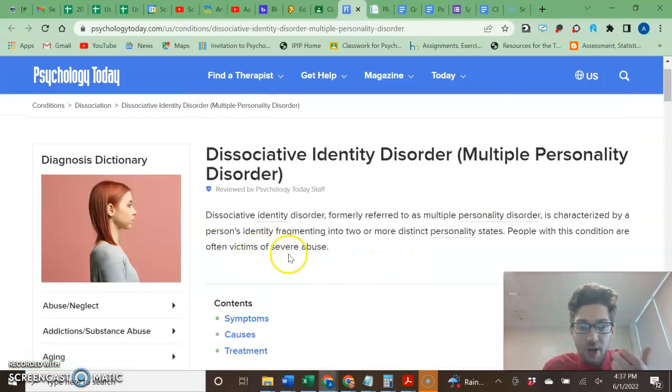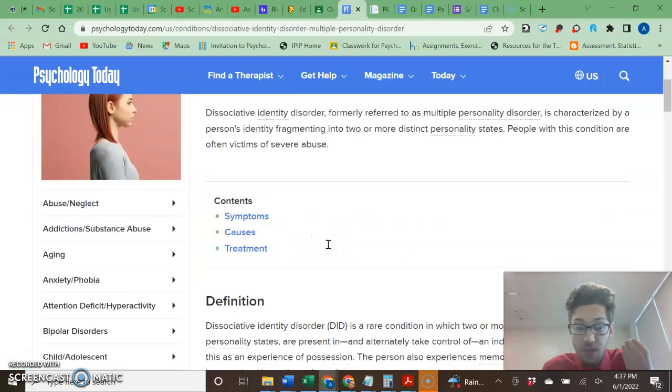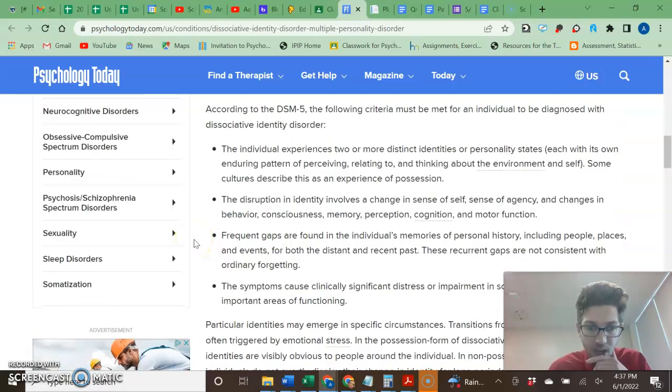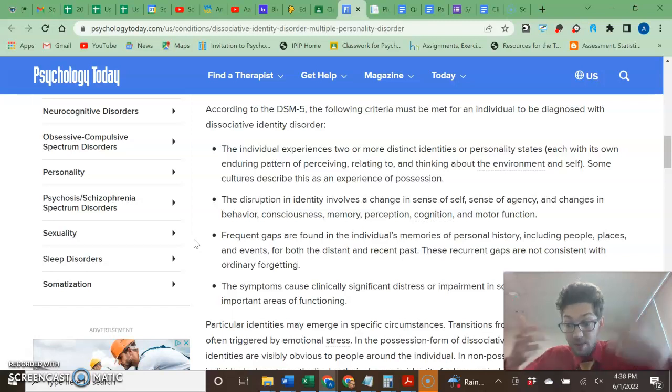It also correctly points out that, at least in theory, people with this condition often are the product of very severe abuse, right? Basically, the criteria are pretty simple for this one. Individual experiences two or more distinct identities or personalities, including differences in personality that are wildly different, not just slight changes in how you're feeling about the world. This includes changes in behavior, consciousness, memory, perception, cognition, motor function. So everything about what you do seems different, almost like you're possessed by a different person, as it kind of suggests here.